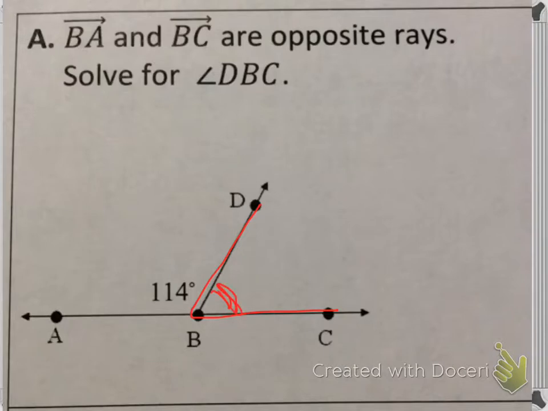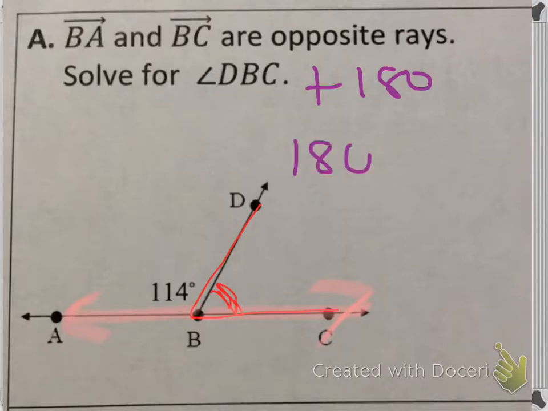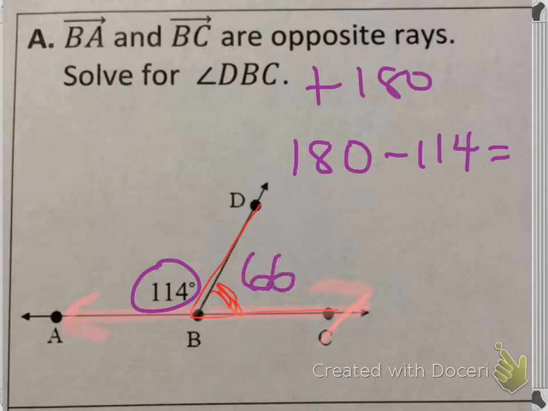Well, because these two rays are opposite rays, so this ray and this ray are opposite of each other, we know that those two rays add up to 180 degrees. So if I have 180 degrees, and I already know that 114 of it is being used, then I can just subtract those numbers and find the measure of my other angle. So 180 minus 114 gives me 66. So this angle right here that we were looking for is going to be 66 degrees.